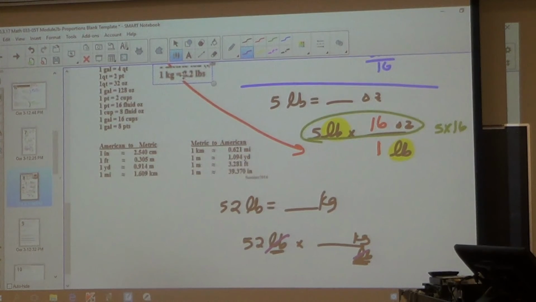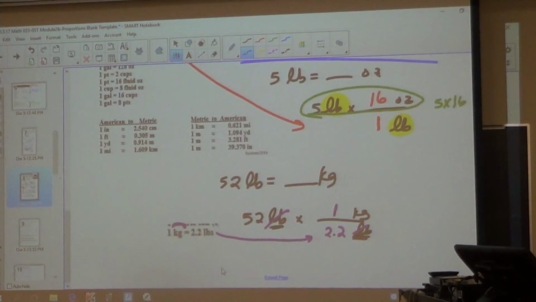1 kilogram equals 2.2 pounds. So 1 beside the kilogram, 2.2 beside the pound. So am I going to multiply or divide? Divide. It's at the bottom. I'm going to divide because it's at the bottom. I'm done unless you have questions.